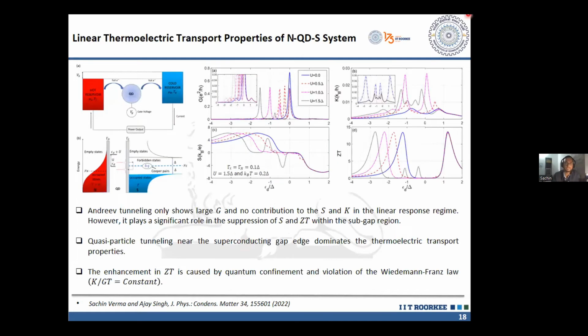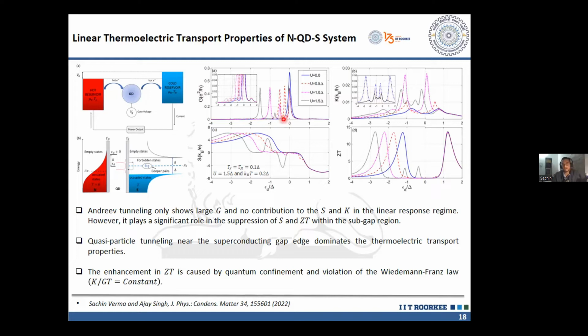Here I have shown the linear transport properties of this NQDS device. We have a hot reservoir, which is a normal metal, and a cold reservoir, which is a superconductor, and a quantum dot is attached to these reservoirs. We can vary the gate voltage, and by varying it, one can tune the energy level of the quantum dot. These are schematic diagrams of this device. We have seen that Andreev tunneling only shows large electrical conductance and no contribution to the thermopower and thermal conductance in the linear response regime. The reason is that these Andreev states are particle-hole symmetric states.